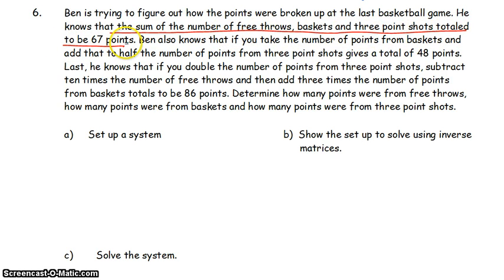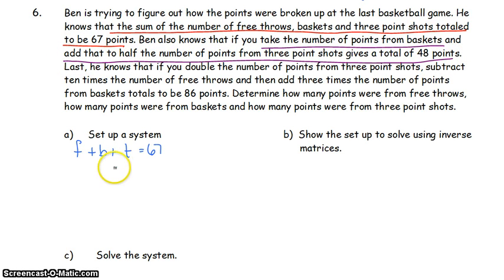So I'm going to let F be the number of free throws, plus the number of baskets, plus the number of 3-point shots. They had 67 points, the sum of the numbers. Then Ben also knows that if you take the number of points from baskets and add half the number of points from 3-point shots, you get 48 points. So I want the number of baskets and half the number of 3-point shots.